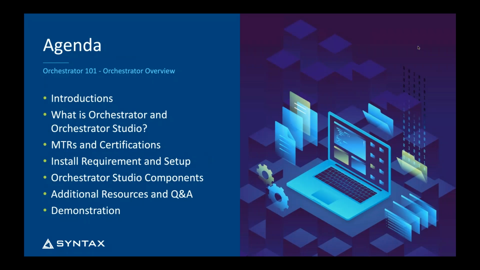Going through the agenda, we have the Orchestrator 101 training agenda. We're going to go through the introductions, which was just for me. We're going to go through what Orchestrator or Orchestrator Studio is, what exactly that means. We're going to go through the minimum technical requirements and the certifications needed to get up and running with Orchestrator at a base level. Then we'll go through some Studio components, and we'll wrap up with some additional resources. Within all of this, I'm going to be doing a demonstration showing you live what we can do with the Orchestrator from a basic level.